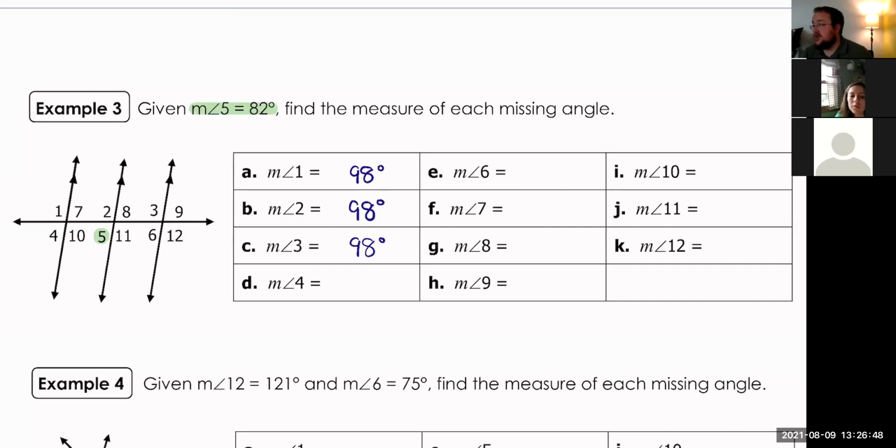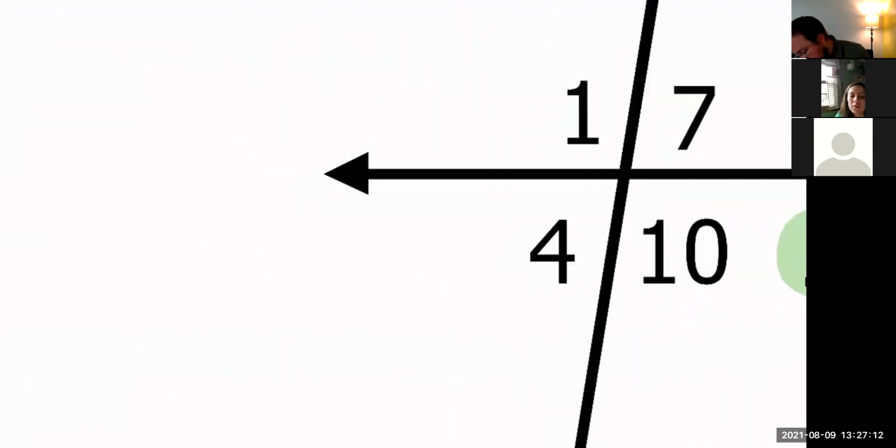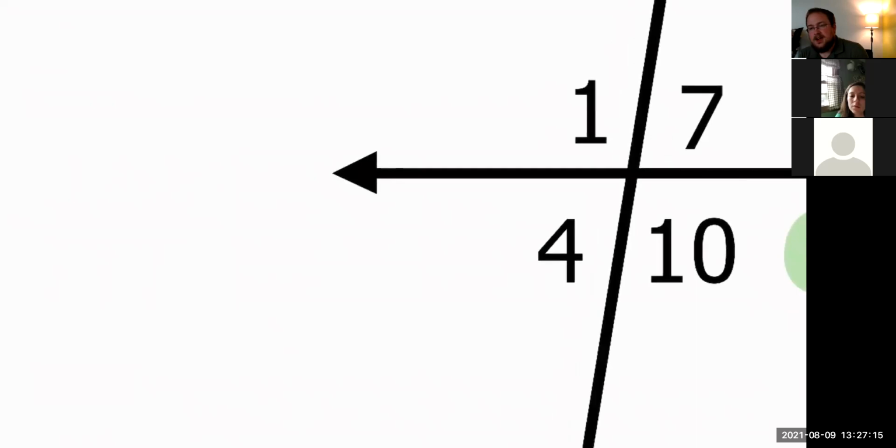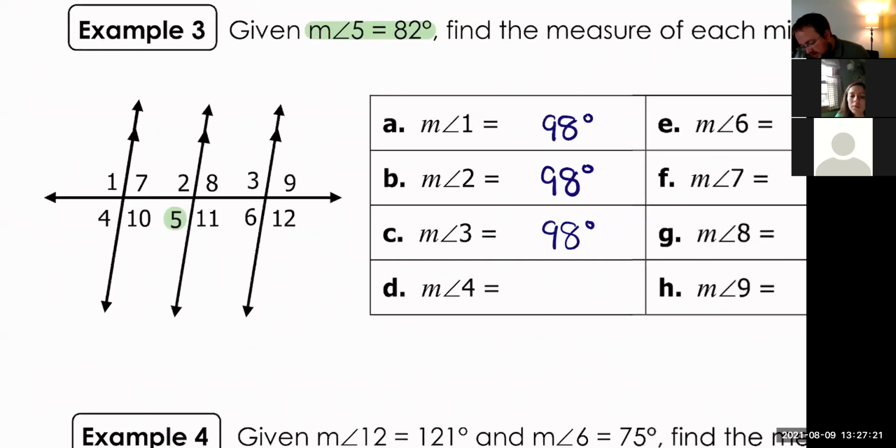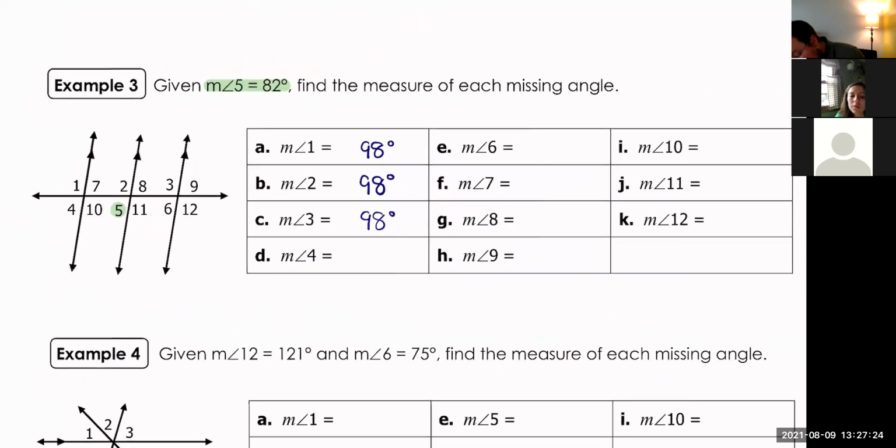Now, just because I'm all about shortcuts most of the time, I'm going to jump. So we found 1, 2, and 3. I'm going to go up over here by 1 and jump diagonally over to 10. What's the relationship between 1 and 10? Interior. Well, just look at it. Let me zoom in right here. 1 and 10, corresponding? Not quite. They are vertical, because they share the same vertex, and vertical angles are always congruent as well. So whatever angle 1 is, so is angle 10. So 98 degrees over here.